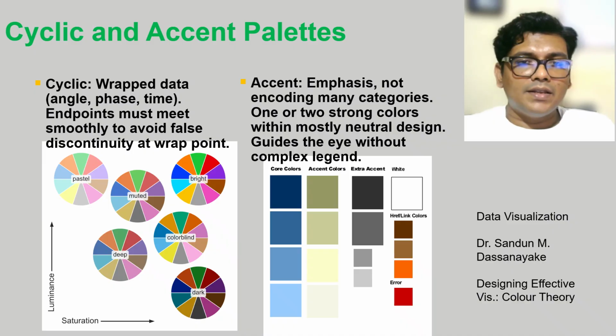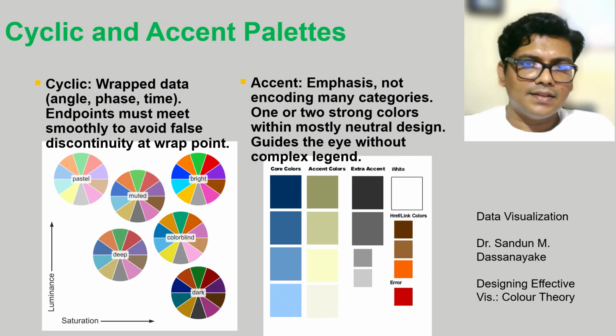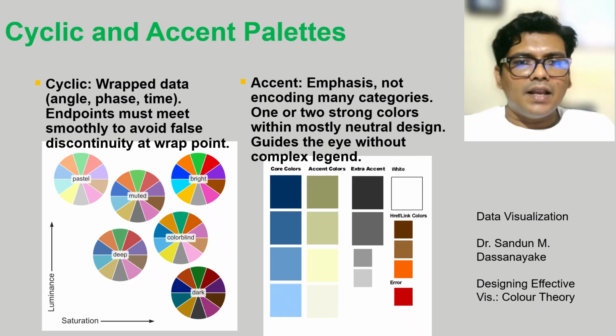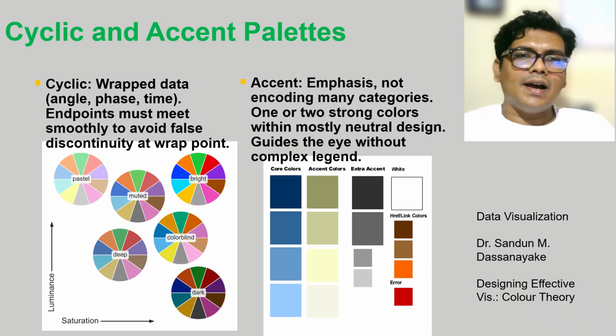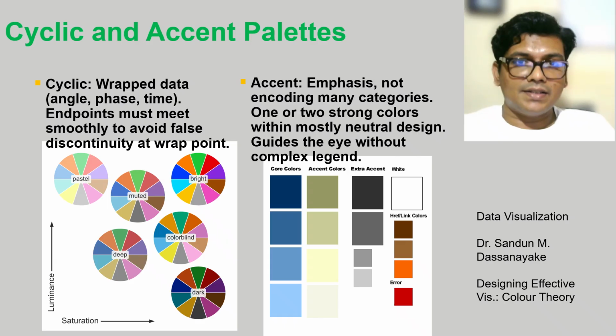Two more palette families complete our vocabulary. Cyclic palettes handle data that wraps around. Compass bearings, hours of the day, phase angles in a signal, etc. The defining design constraint is that the two ends of the palette must connect smoothly, with no sudden perceptual jump. If you use a sequential palette for wrapped data, you will create an artificial visual boundary at the wrap point that doesn't correspond to any real discontinuity in the data. So the viewers will misinterpret it.